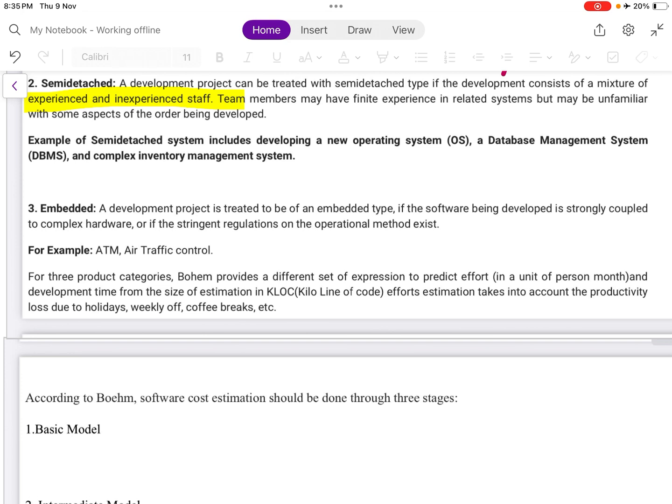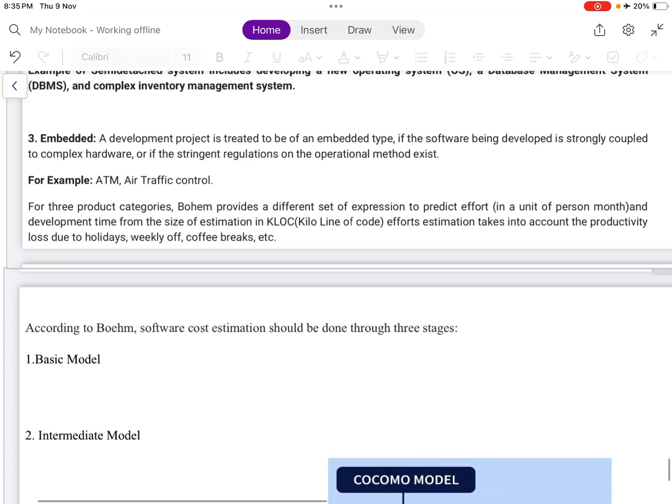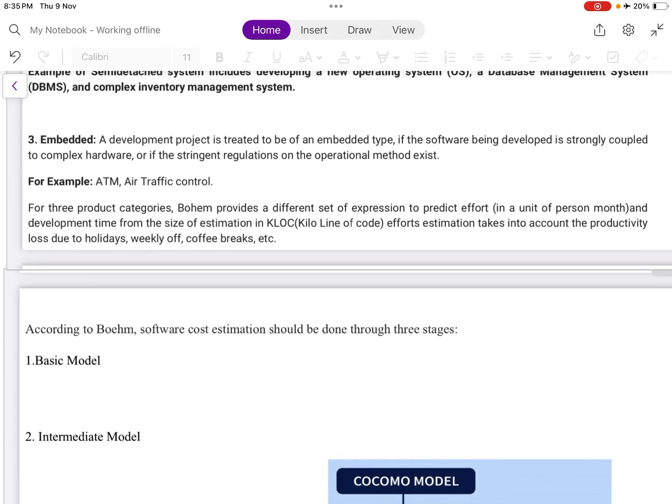Embedded. A development project is treated to be of an embedded type if the software being developed is strongly coupled to complex hardware or if stringent regulations on the operational method exist. For example, ATM, air traffic controller. For the 3 product categories, Boehm provides a different set of expressions to predict effort in units of person months and development time from the size estimation in kilo lines of code. Effort estimation takes into account the productivity loss due to holidays, week offs, coffee breaks, etc.